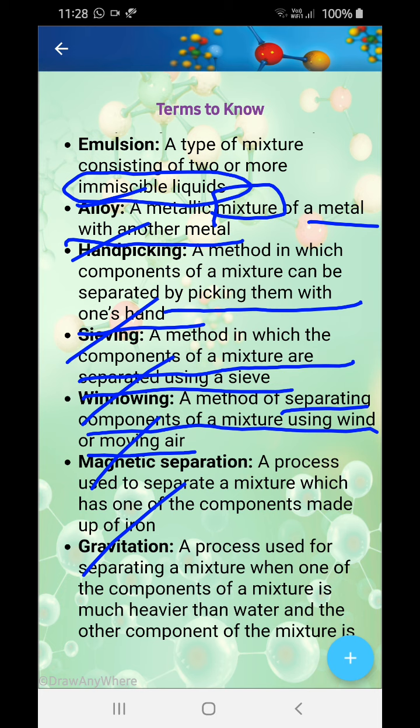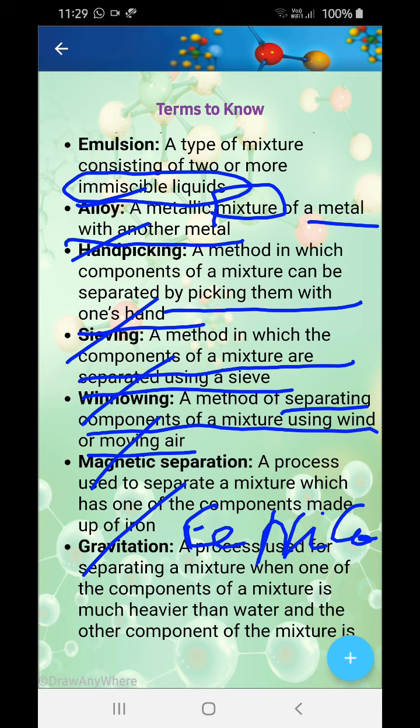Magnetic separation. The process is used to separate mixtures when one of the components is made of iron. Now, if a magnet is brought to a huge dump of garbage, there will be much iron coming out from there, because iron, nickel and cobalt are magnetic substances, so they will be attracted.